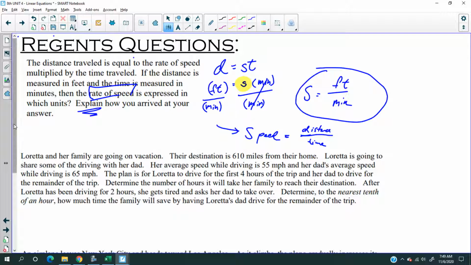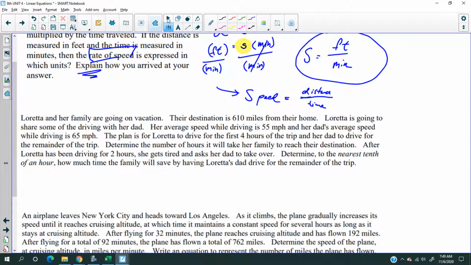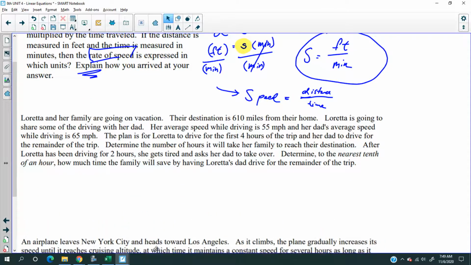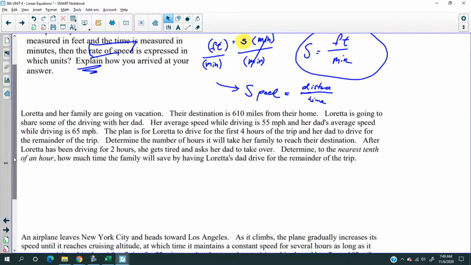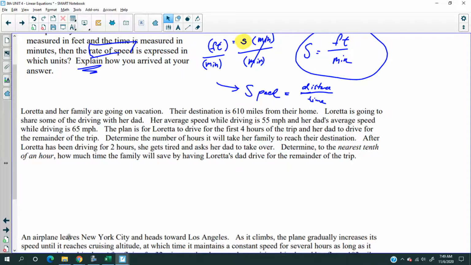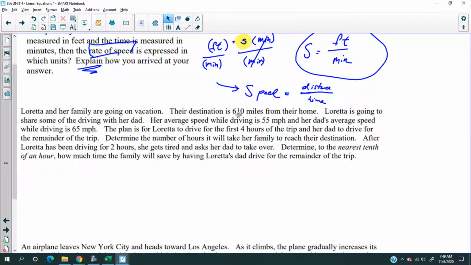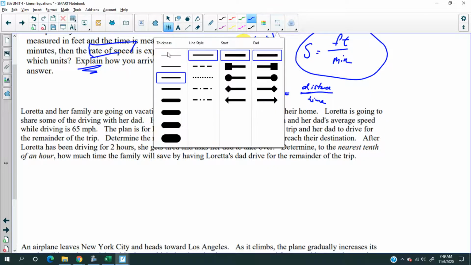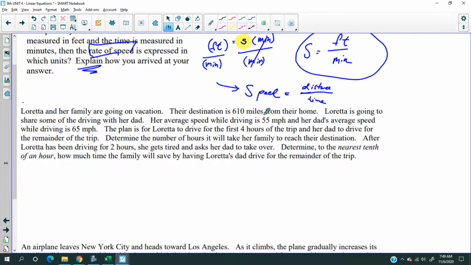Okay, all right. Number 2. I'm going to bring this down because I don't want you to see that. So let's see. Loretta and the family are going on vacation. Their destination is 610 miles from home. All right, let me get my pen ready. Loretta is going to share some driving with her dad, so there are 2 people here. So there's Loretta and dad. Her average speed is 55 miles per hour.